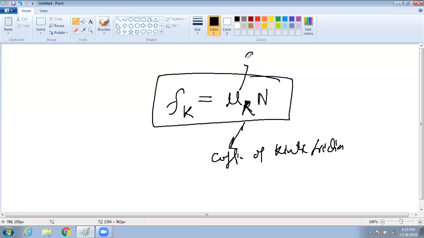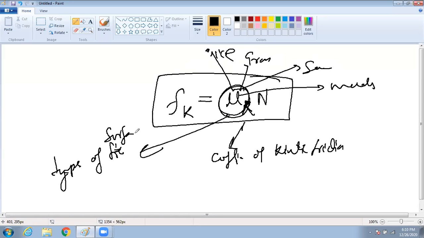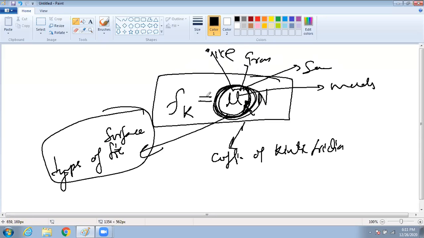Mu k for ground is different. Mu k for sand is different. Mu k for ice is different. Mu k for muddy road is different. So it will depend on what? On the surface, what type of surface it is. Note down: it will depend on the type of surface. For a particular surface, it is constant. Clear? Yes, sir.